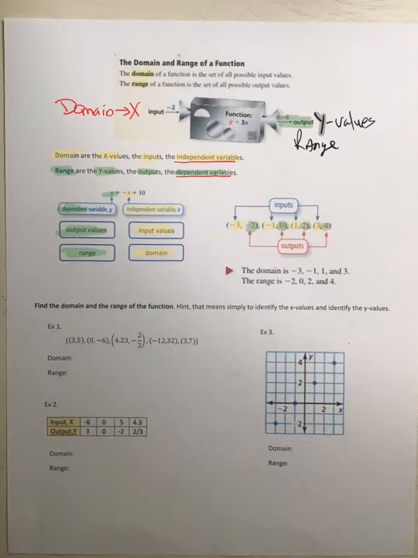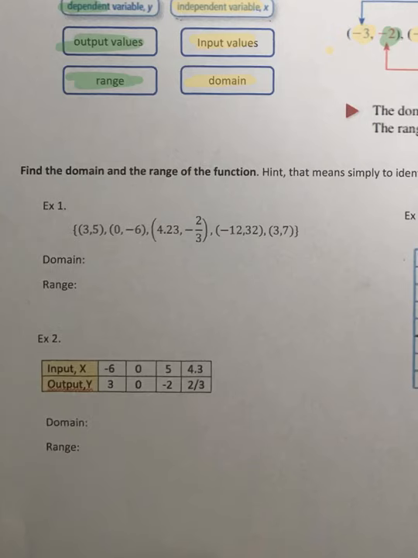So in examples 1, 2, and 3, it says find the domain and range of the function. Hint, that means simply to identify the x values and identify the y values. So these are super, super easy. Let me blow them up. It almost feels like it's too easy.